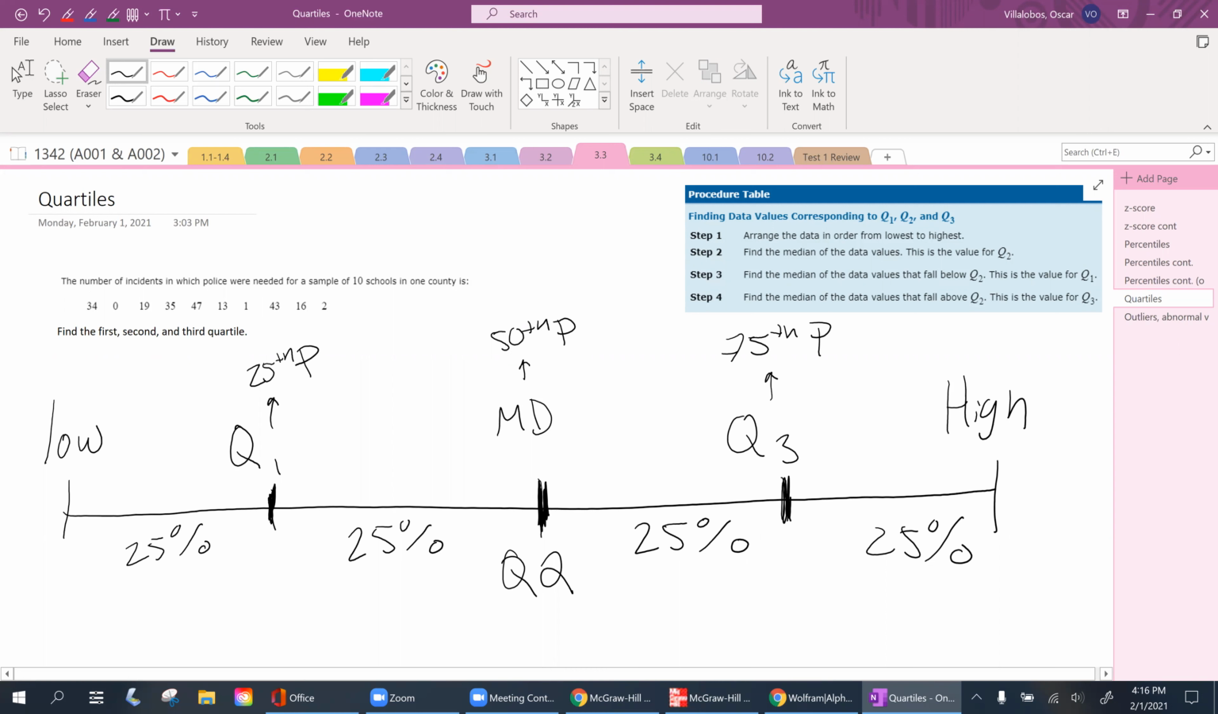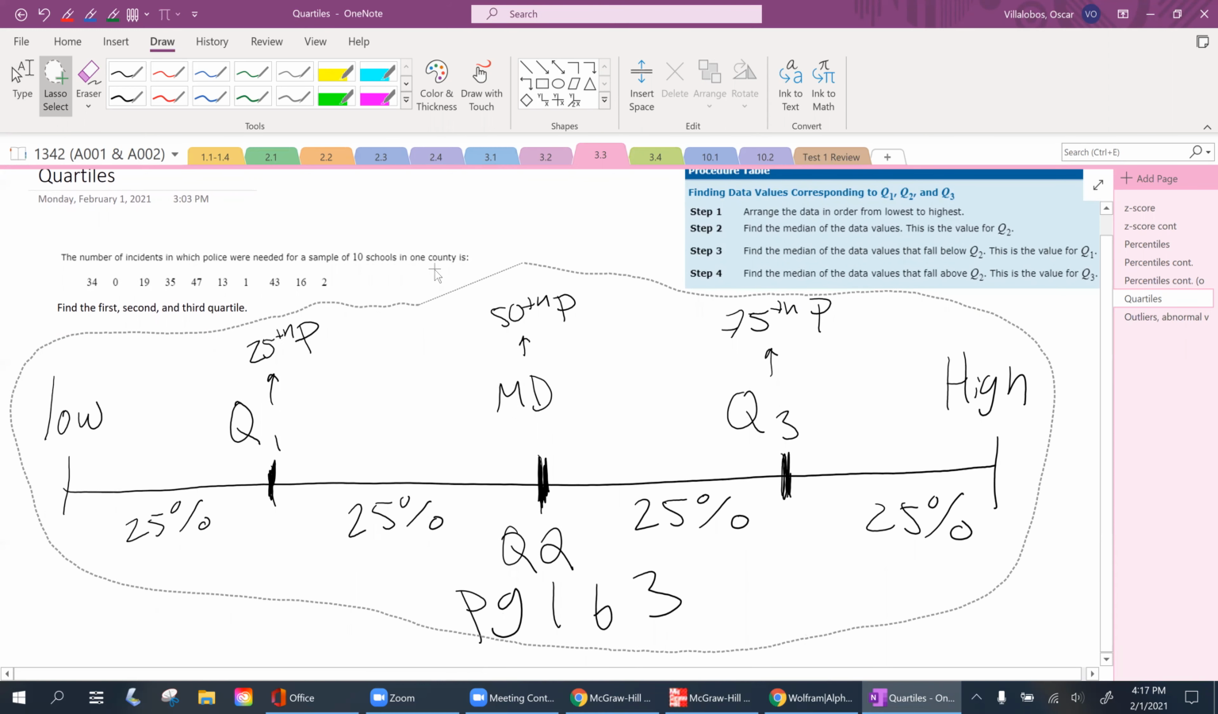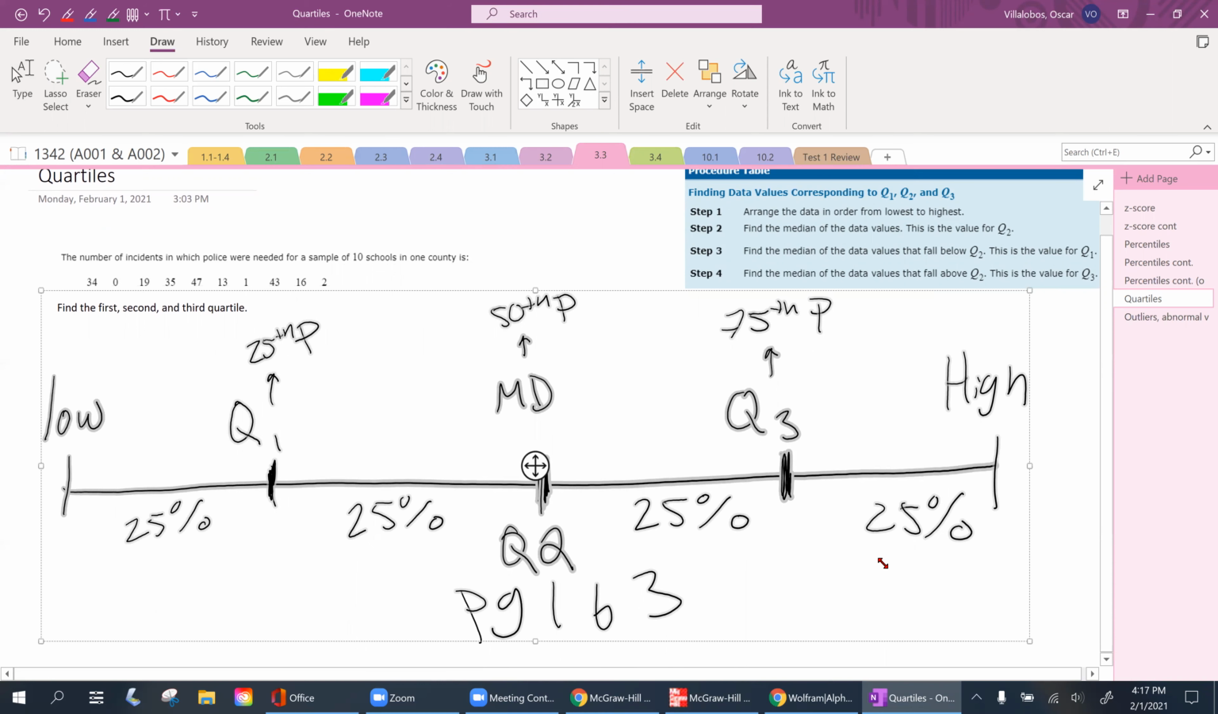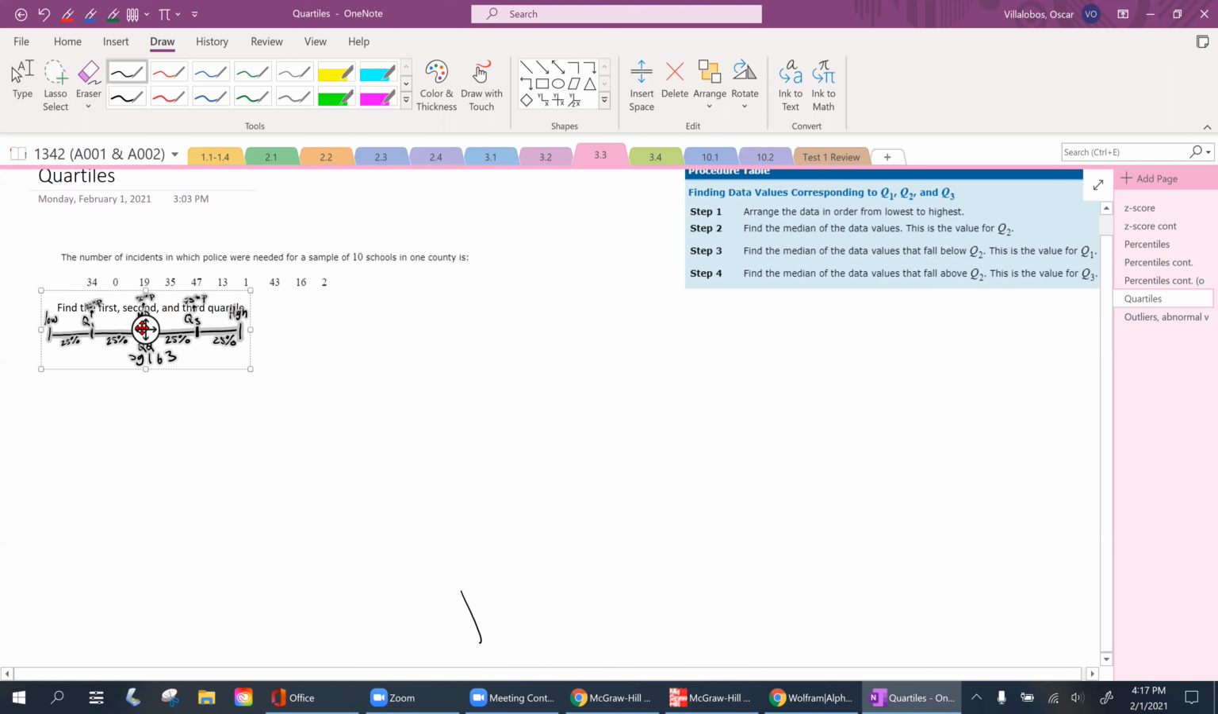So let's go ahead and apply this. In case you want to know this specific part in the book, this is on page 163, section 3.3, going over quartiles. So let's go ahead and apply this to my data. And of course, what we want to do is move that somewhere there.